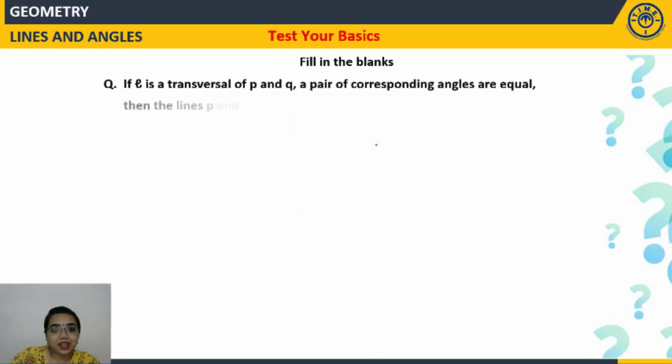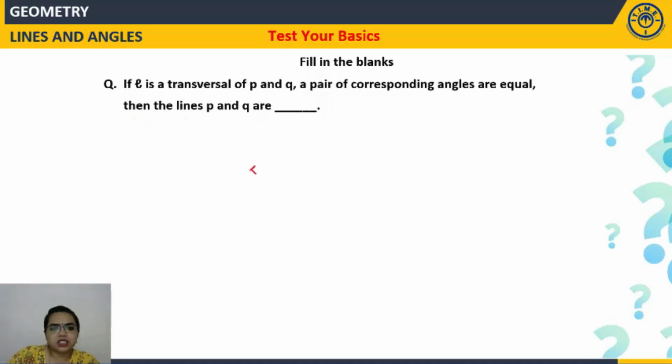If L is a transversal of P and Q, and a pair of corresponding angles are equal, then the lines P and Q are dash. What is given? It is given that there is a transversal L for the two lines P and Q. And it is also given that a pair of corresponding angles are equal. Then what do we know about these lines?